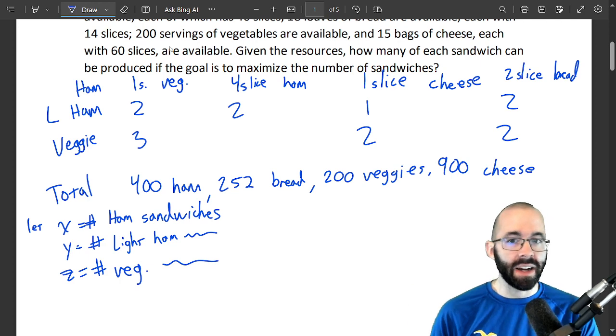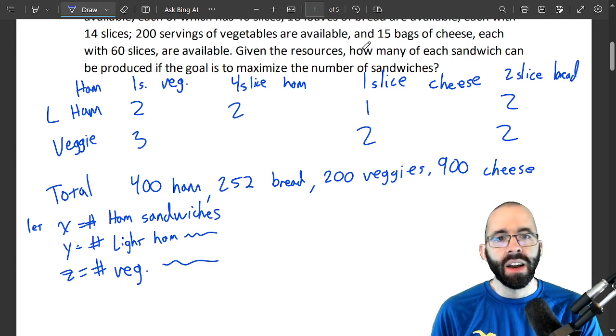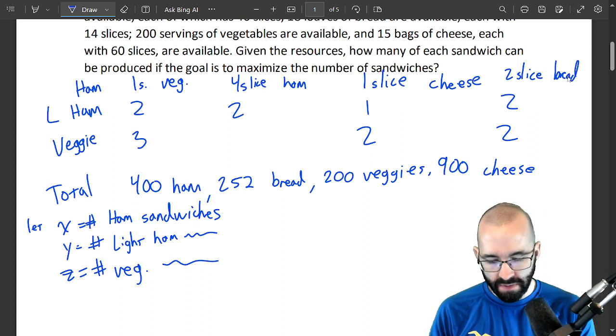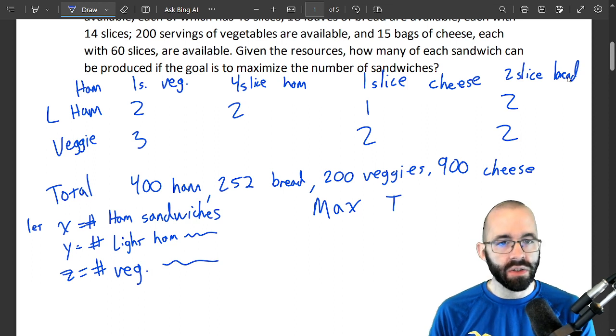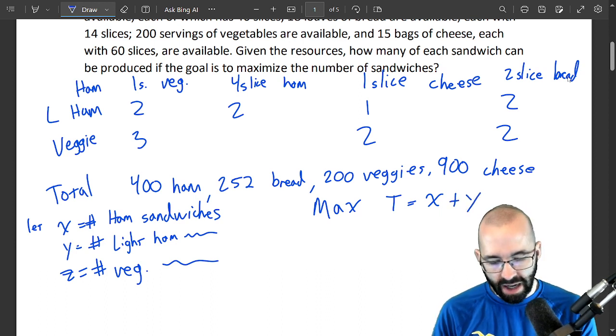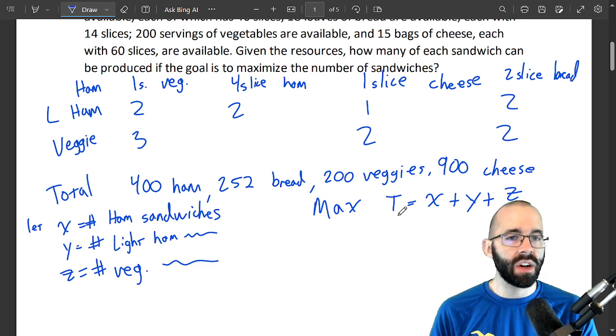So what do we want to maximize, right? That's always what we do next. What do we want to maximize? Well, we want to maximize how many sandwiches there are. We'll call that some total function. And that's just going to be how many ham sandwiches we have, how many light ham sandwiches we have, how many vegetarian sandwiches we have, we just add those up together. That's what we're trying to maximize.